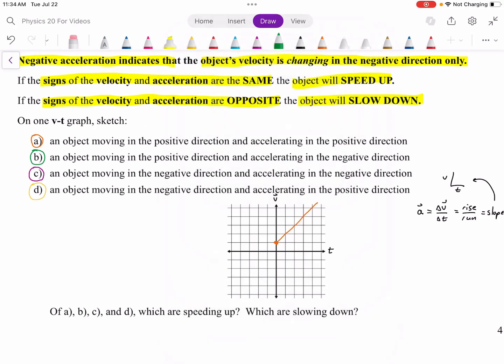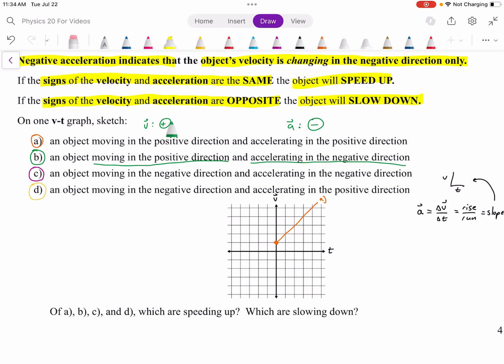All right, moving on to B here, an object moving in the positive direction. So its velocity is positive, but it's accelerating in the negative direction. So its acceleration is negative. Okay, so is this thing going to speed up or slow down?